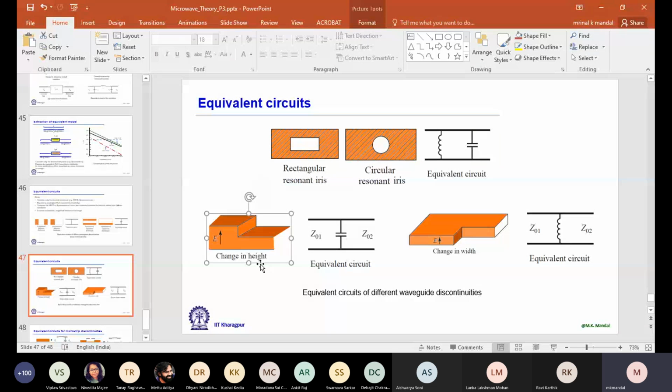Here, change in height, it is like an impedance step. So it will give you shunt capacitance. Change in width, it will give you shunt inductance. So you see, when we are doing it along width, it is mostly disturbing your magnetic field loops. So always that's why it is represented by inductors.